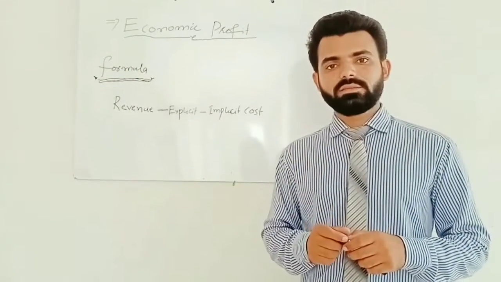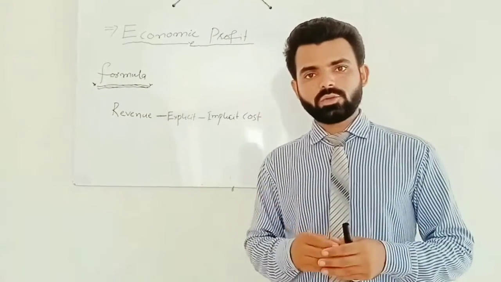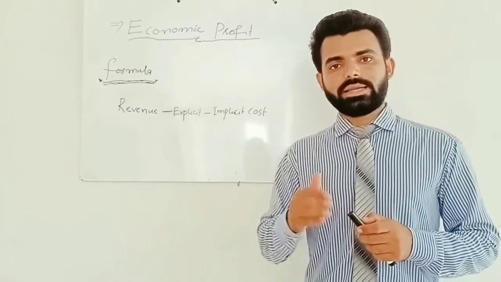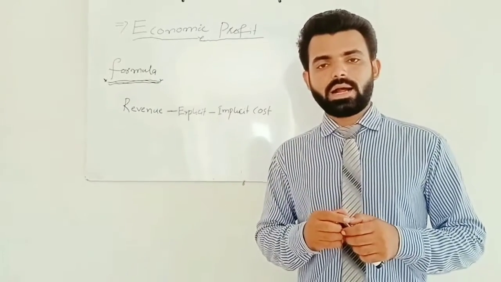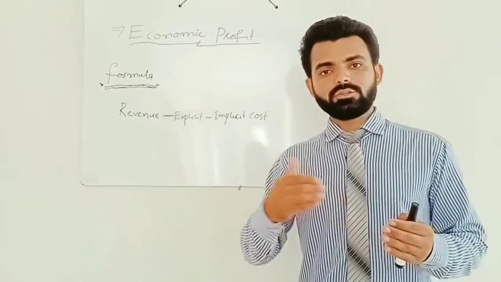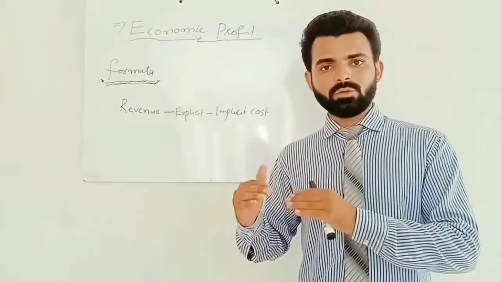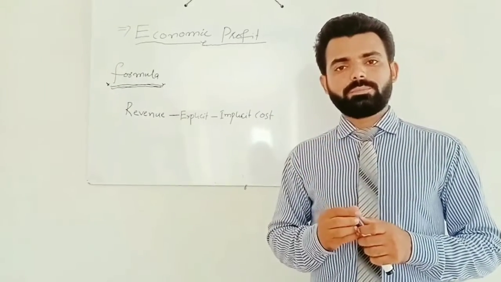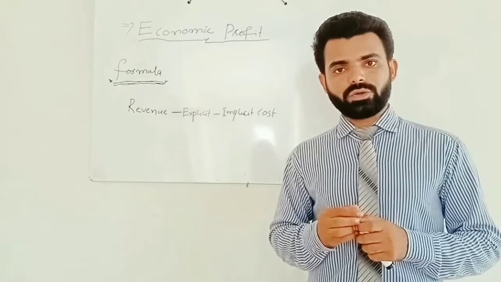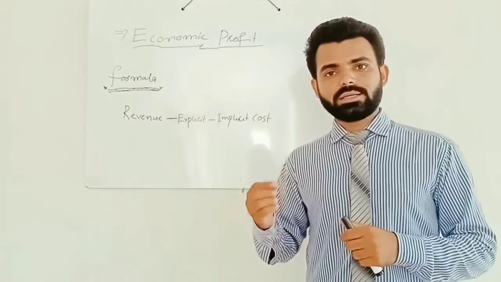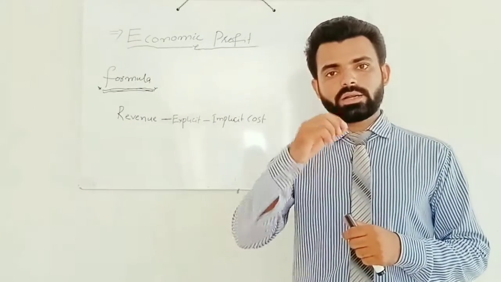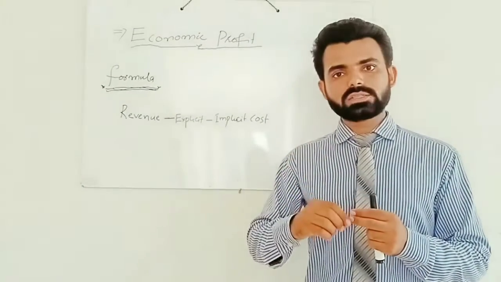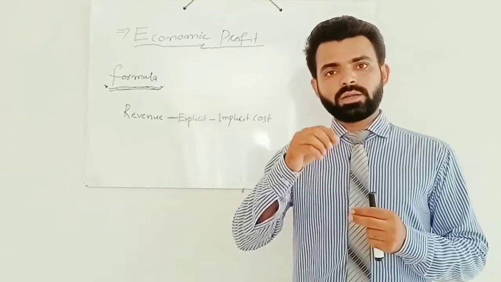The third topic is economic profit, and how we can calculate it. Economic profit simply refers to the amount of money that remains after deducting the explicit cost as well as the implicit cost from the total revenue generated from different sources. Economic profit is totally different from accounting profit. In accounting profit, we just deduct the explicit cost from the total revenue. But in economic profit, we have to deduct the explicit cost as well as the implicit cost from the total revenue.